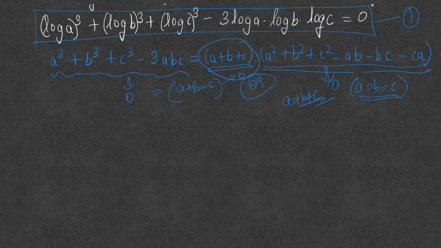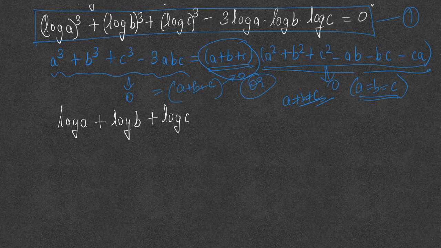Now can you tell me, in the above equation, equation 1, what is a plus b plus c? Can you write down the equivalent? It will be log a plus log b plus log c is equal to 0. Have you understood this? Yes.